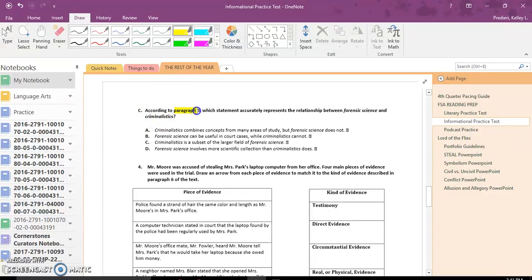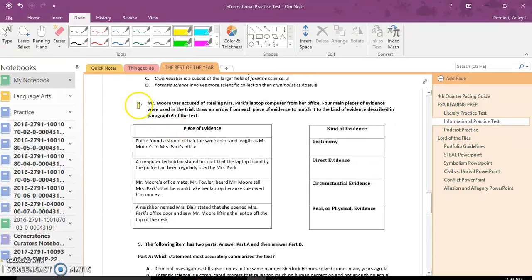According to paragraph 3, which statement accurately represents the relationship, so we're looking for a relationship between forensic science and criminalists. Okay, then number 4. We're given a situation here. Mr. Moore was accused of stealing Mrs. Park's laptop computer from her office. 4 main pieces of evidence were used in the trial. Draw an arrow from each piece of evidence to match it to the kind of evidence described in paragraph 6 of the text.